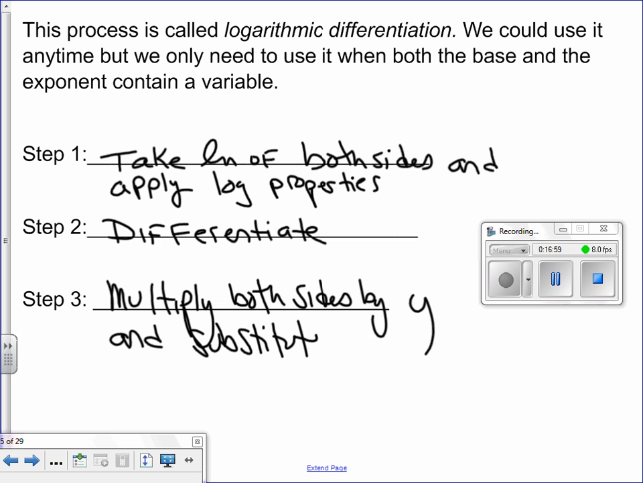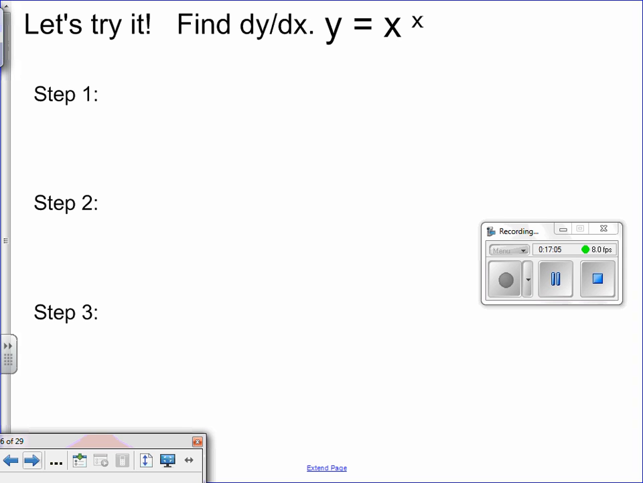All right, now we can do another one. Why don't you guys try to get the derivative of x to the x? There's one you would have to use it for. So try it and then check with at least one other person.